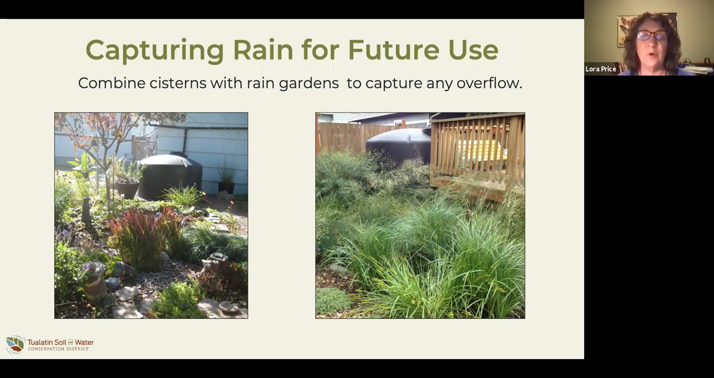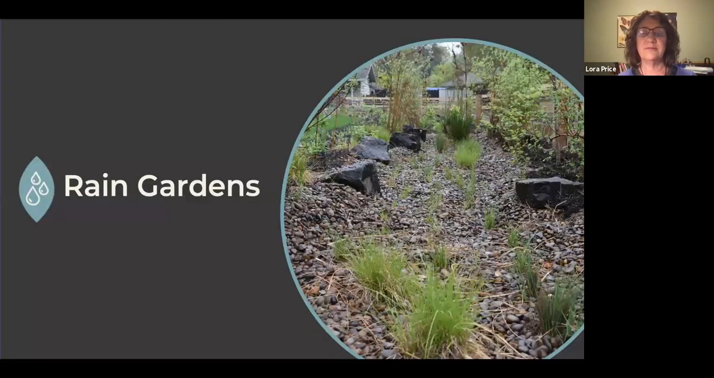So in both these examples, what you're looking at is a rain garden in the front of the photo, or bottom of the photo, I should say, in front of the rain cistern. So that's a perfect way to continue to capture the water from the downspouts, filling the cistern first and then sending it into the rain garden to replenish the groundwater.